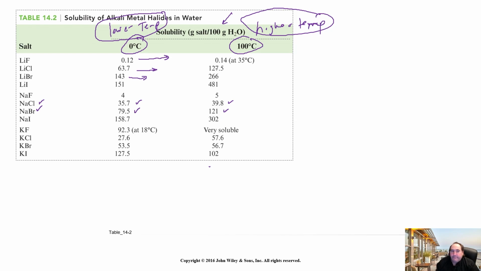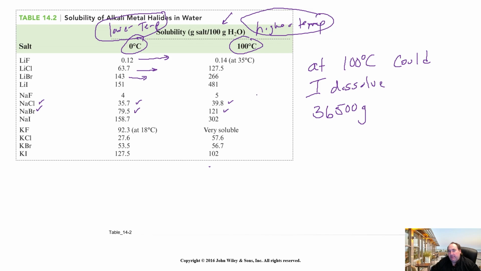So let's say we are at 100 degrees Celsius. Could I dissolve, I don't know, 36,500 grams of, we'll go with sodium bromide, and we'll go with 250 grams of water.